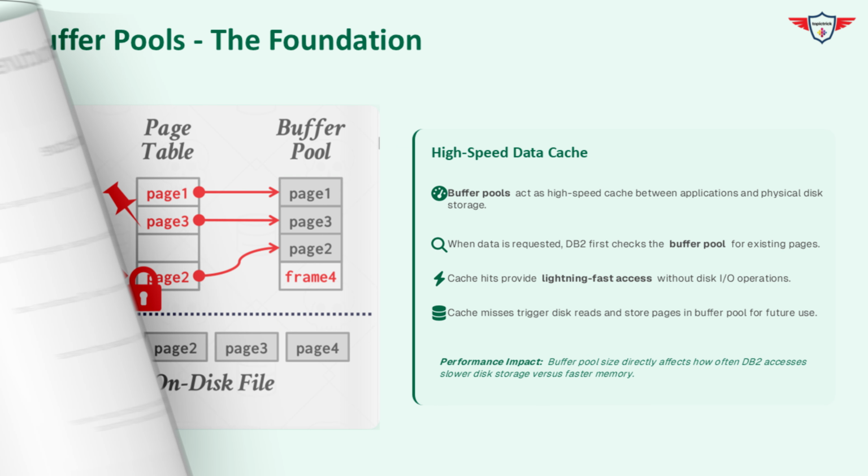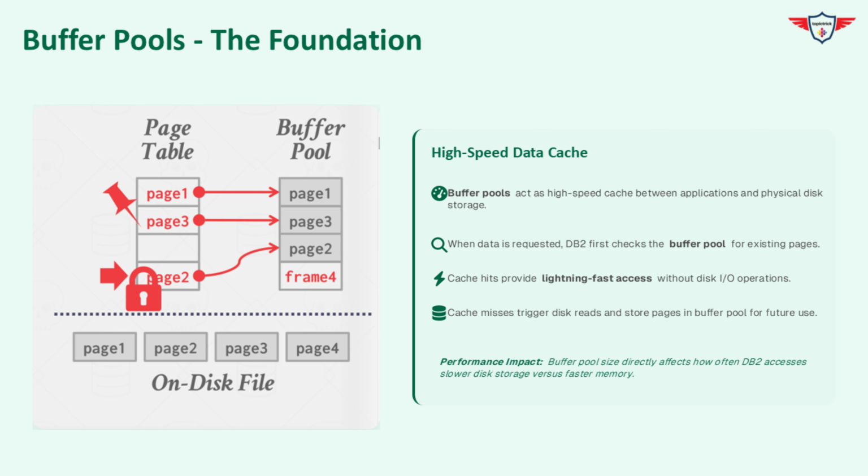Let's start with the star of the show, buffer pools. If DB2's memory architecture is a warehouse, then buffer pools are the main storage floor where all the action happens. Here's how it works in practice. When your application requests data, DB2 doesn't immediately run to the disk. Instead, it first checks the buffer pool, which acts as a high-speed cache between your application and the physical storage. If the data is already in the buffer pool, congratulations, you get lightning-fast access without any disk operations. This is called a buffer pool hit, and it's exactly what we want to happen as often as possible.